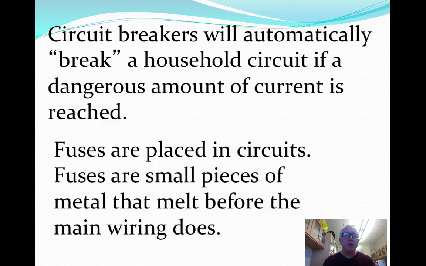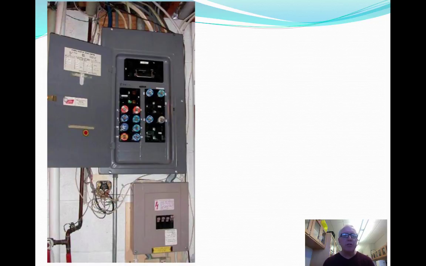Circuit breakers have a sensor in them, but they used to use fuses more, and in your car you probably still have some fuses. Fuses are pieces of metal that will melt if there's too much current, but they melt before the wiring in your house or the wiring in your car will melt. That's a way of protecting your circuits. This is what the fuses look like. I still have a fuse box in my house, so I have a combination of circuit breakers and fuses.